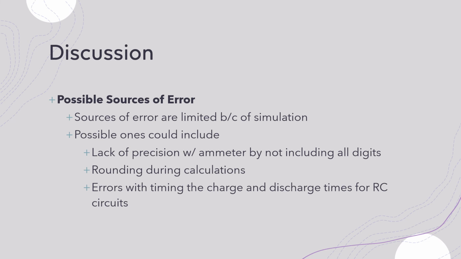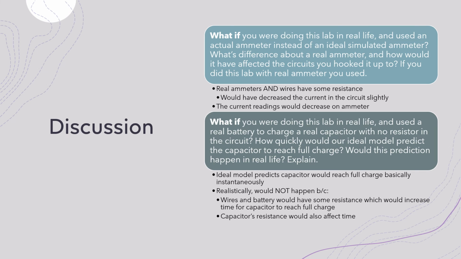For our discussion and our possible sources of error, we found that there weren't that many due to the simulation, but some of them could have included lack of precision with the ammeter because we only rounded to the hundredths place, and we also could have rounded during our calculations, and there also could have been errors with timing the charge and discharge times for the RC circuits.